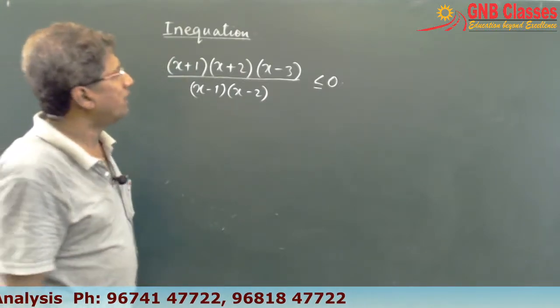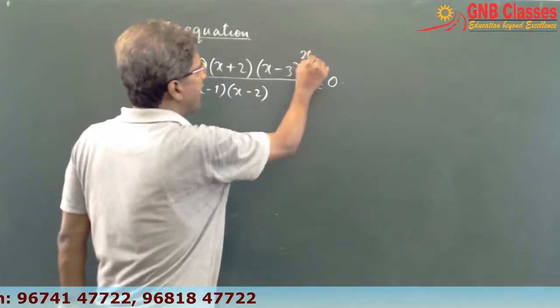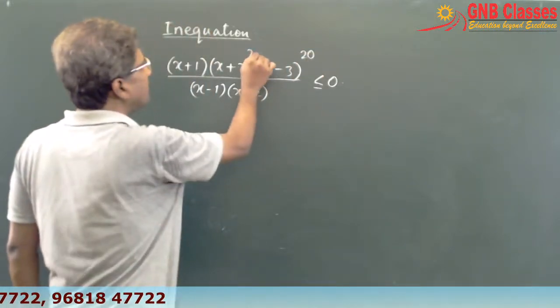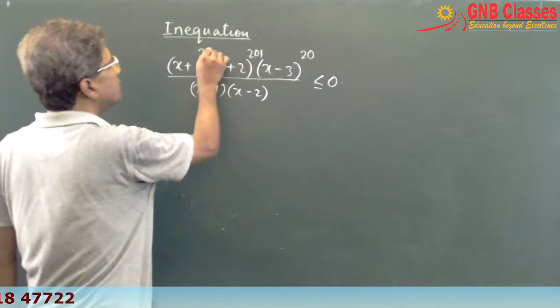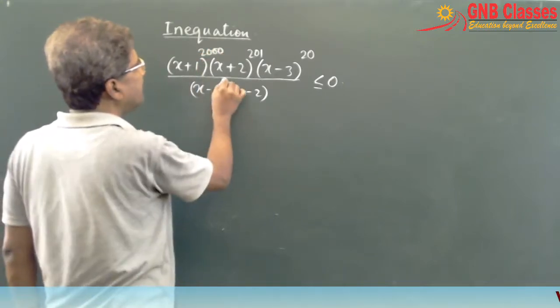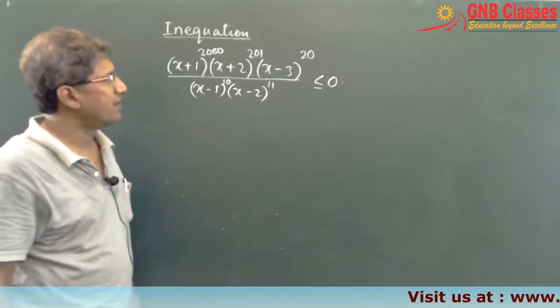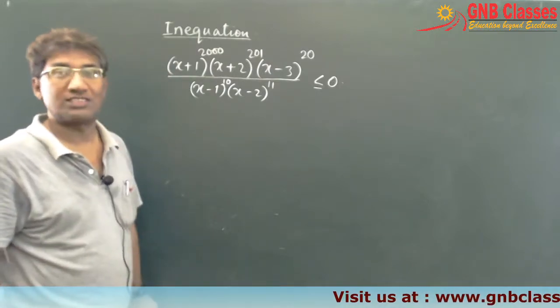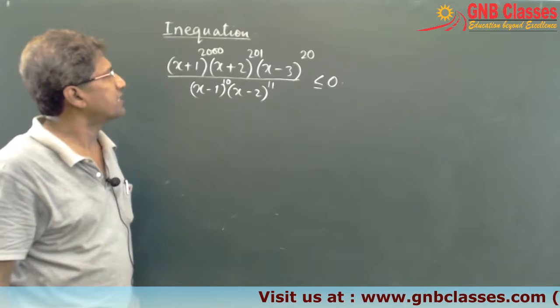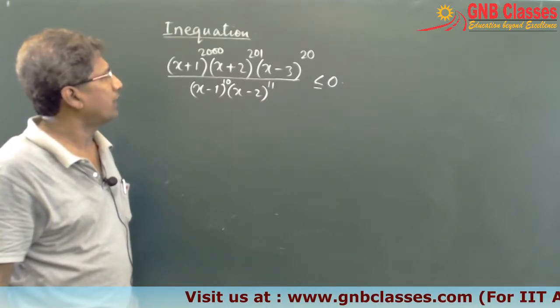Okay. Now what I am doing is, I am raising its power to 20. This is 201. This is 2000. This is say 10. This is say 11. Something like this is given to us. Now how to solve this? Big question. Okay. How to solve this?